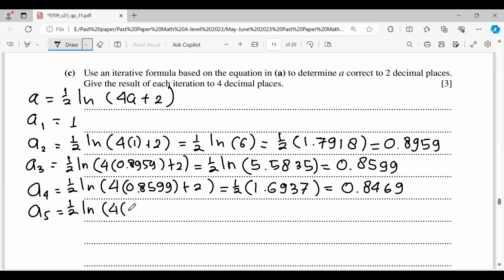Next, half times ln of 4 times this number, 0.8469 plus 2. Half times 1.6841, and the result is 0.8420.